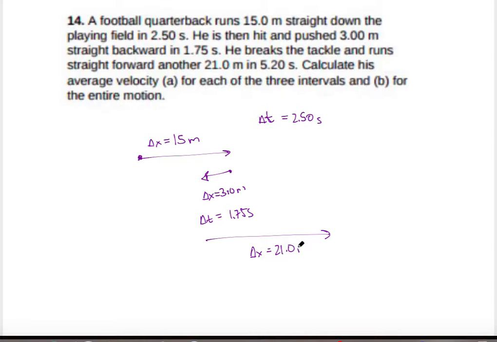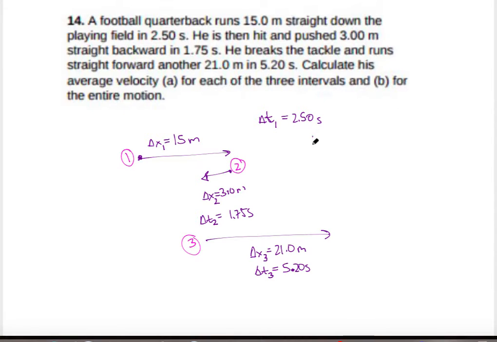So we have 3 different things going on here. And in fact, what I'm going to do is label these with different numbers. So I'm going to say this is delta x1 and delta t1. This is delta x2 and delta t2. And delta x3 and t3. So I'll also label them with big numbers. So we got 1, 2, 3. So we have 3 pieces here.